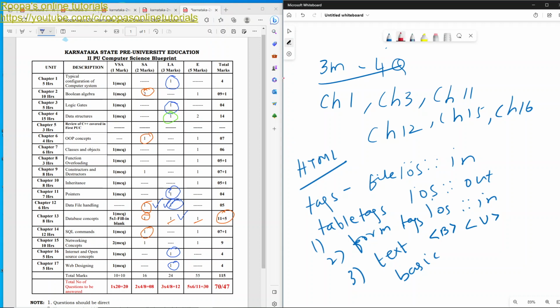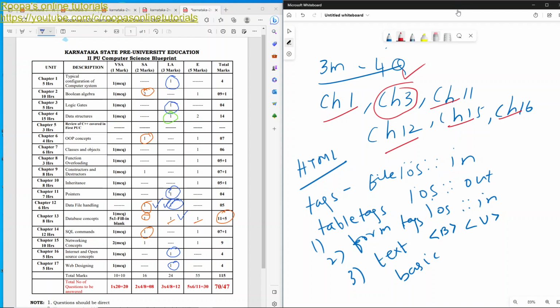So according to this, I think chapter 1 is easy, chapter 11 pointers is easy, 12 is easy, 15 and 16 are also easy. And chapter 3 is only logic gates. Those who are comfortable with logic gates can definitely try that. So if it is 4 questions and you are thorough with at least 5 chapters, then you can have a choice with one of those questions. So there is a better chance of getting good marks.